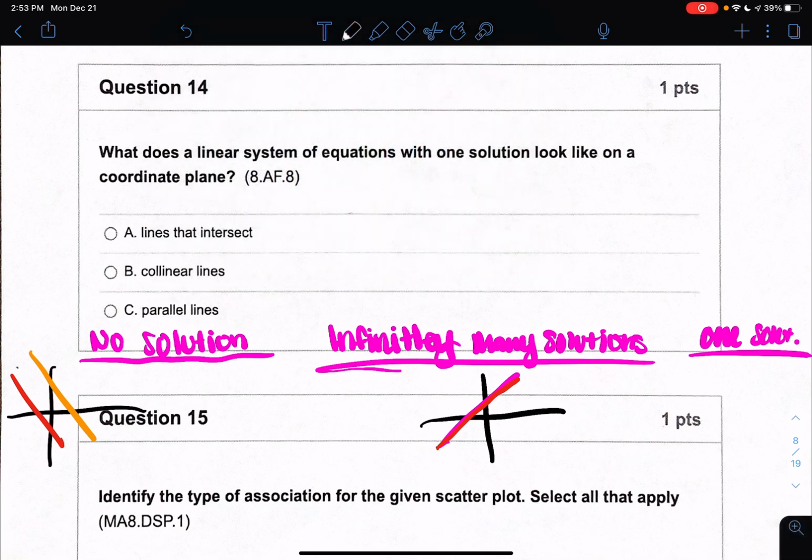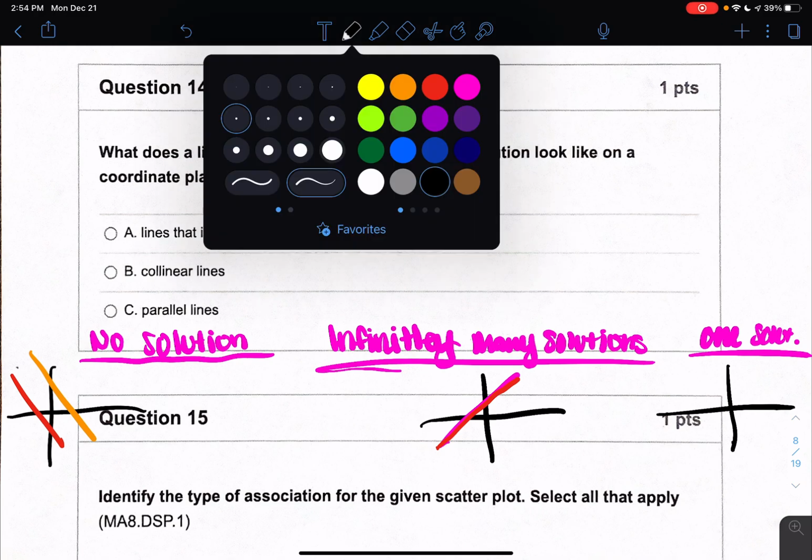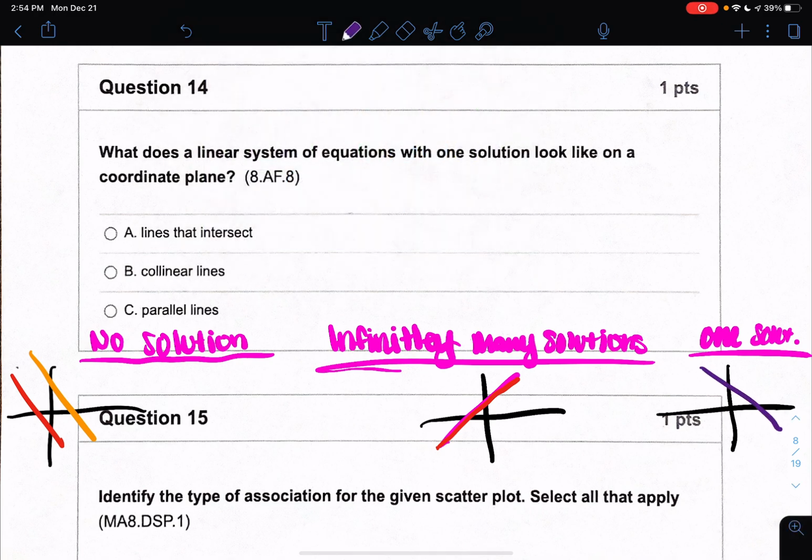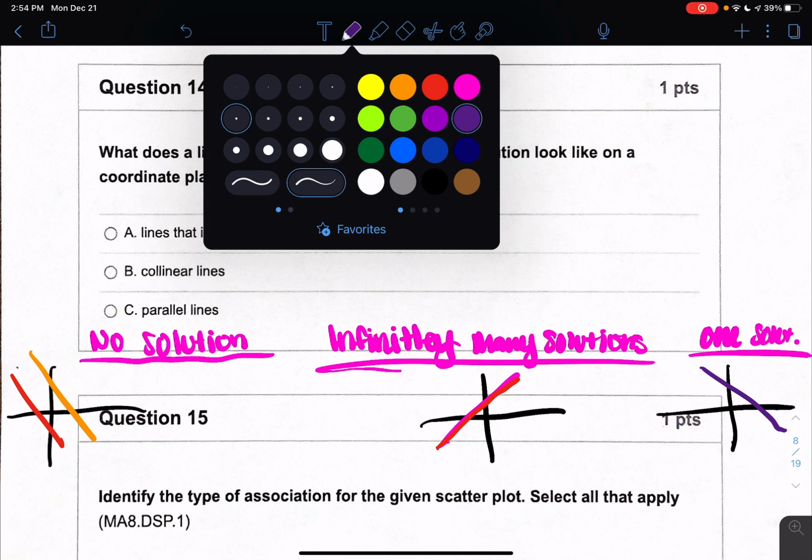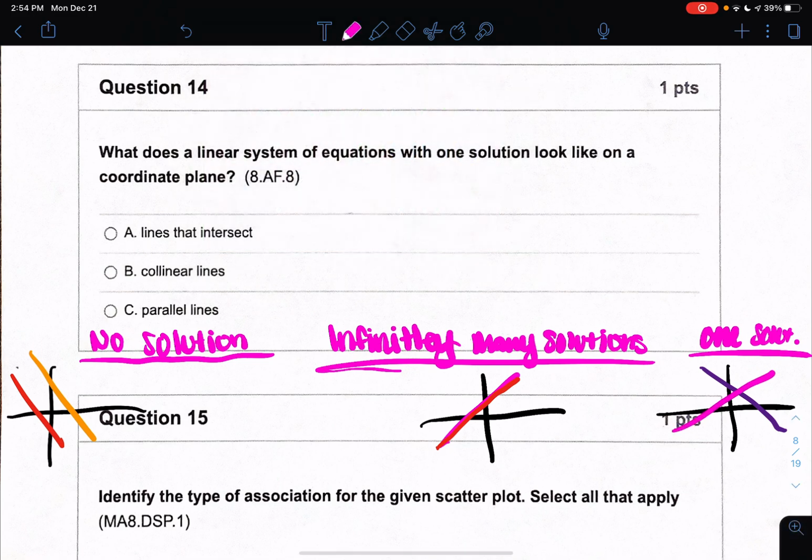And then when we look at one solution, this is where we have our two lines of equations intersecting each other. So I have one line going this way, and then I have another one possibly going that way. Where they intersect, where they cross each other, that is my one solution. So once again, if they are asking me what a one solution looks like on a coordinate plane, that is lines that intersect.